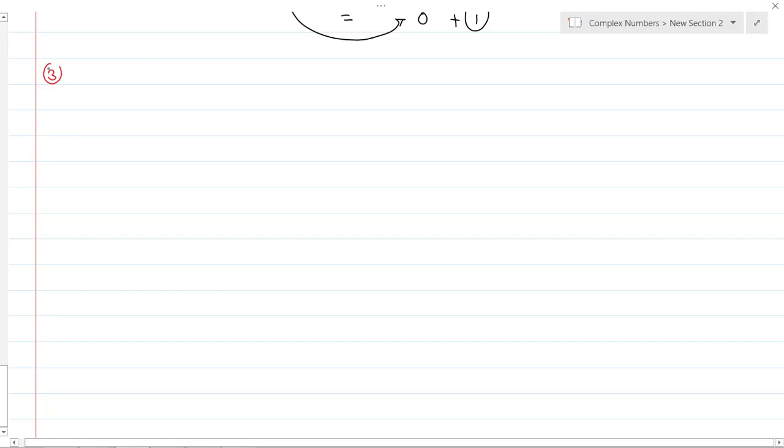The third one. So it's (cos 5 theta + i sin 5 theta) upon (cos 4 theta minus i sin 4 theta), to the power of, sorry, we have different powers for numerator and denominator. The numerator has power 2 and the denominator has power 3. Okay, how will you solve this?